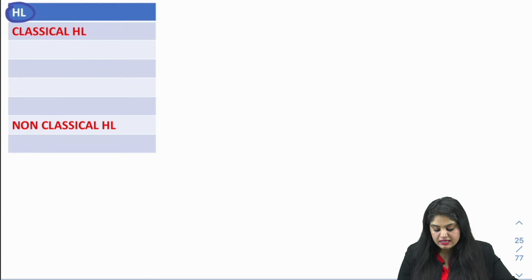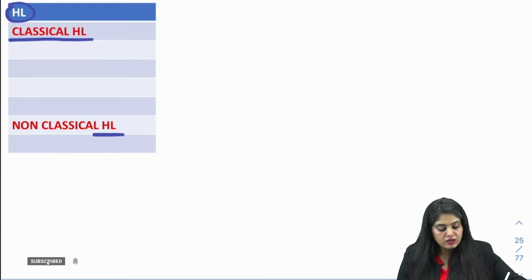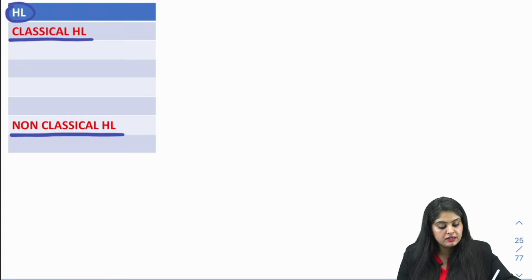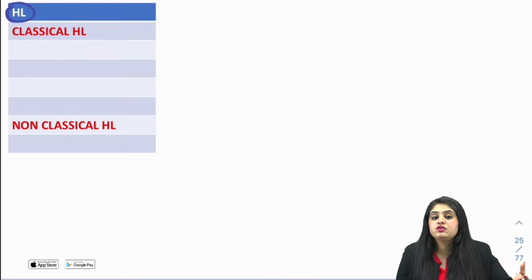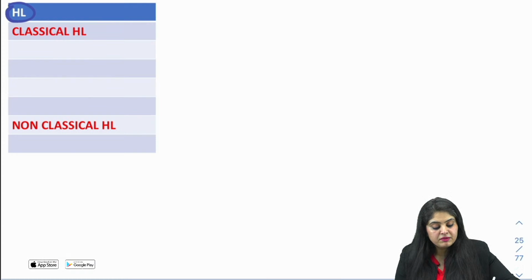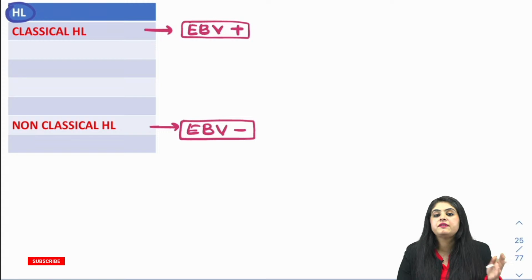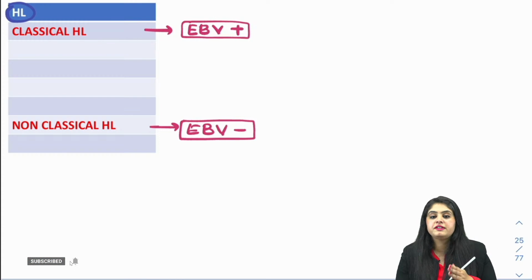Hodgkin's lymphoma is of two types, classical Hodgkin's lymphoma and non-classical Hodgkin's lymphoma. Why did we divide it as classical and non-classical? Because, again microbiology, which virus causes it? The ones associated with Epstein-Barr virus have been put under the classical variety. The ones not associated with Epstein-Barr virus have been put under non-classical. That is why we divided it as classical and non-classical, whether EBV is there or not.